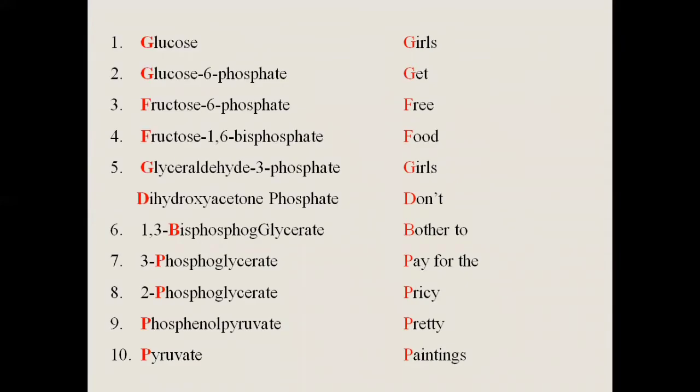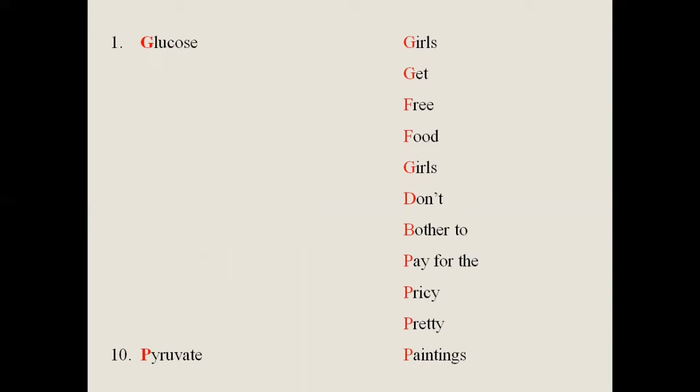Glycolysis is a 10-step reaction which starts from glucose. One molecule of glucose is broken down into two molecules of pyruvate, the end product of glycolysis, and in between it passes through a series of reactions. So it means that there are 10 steps.